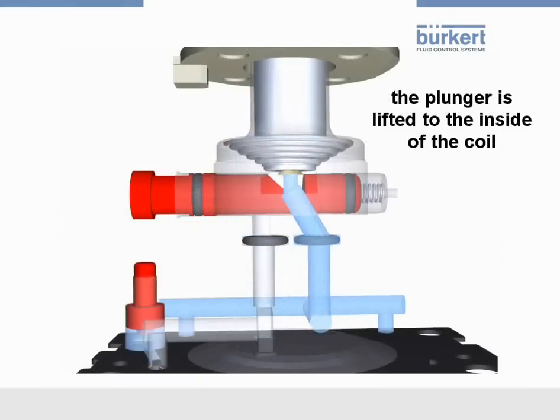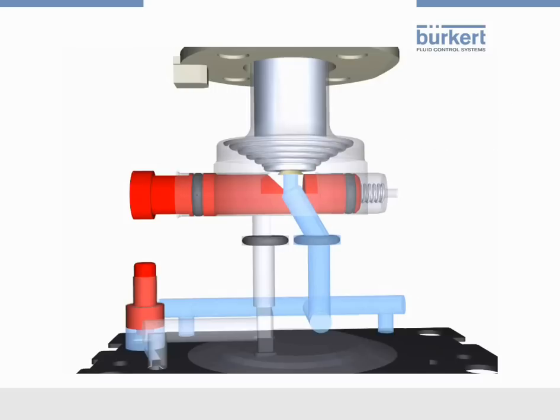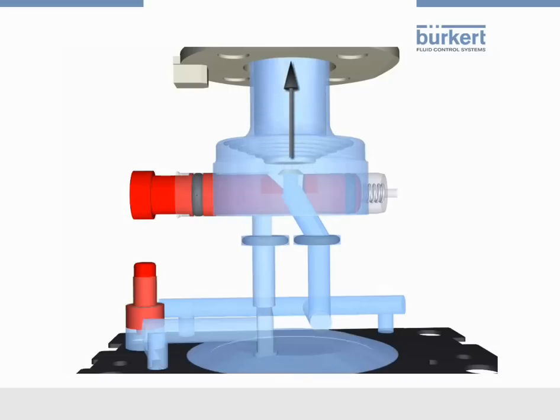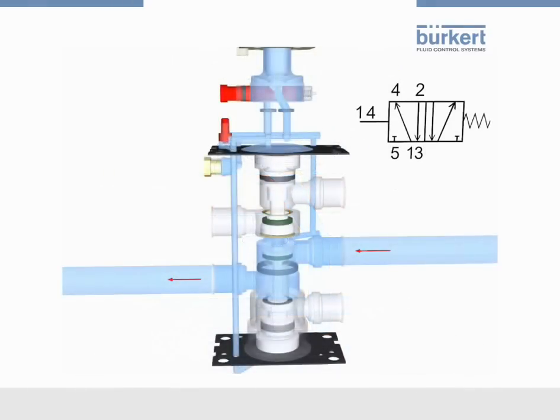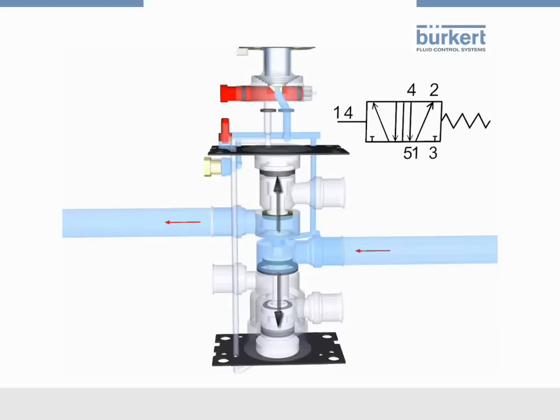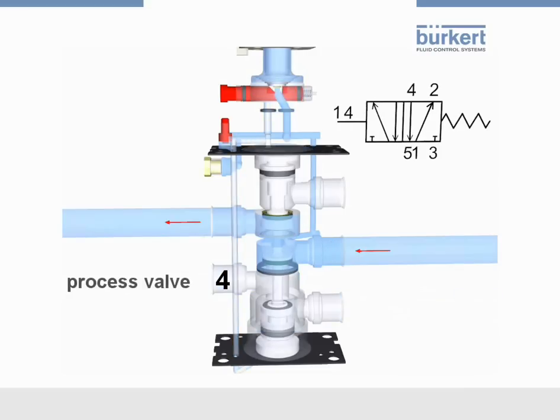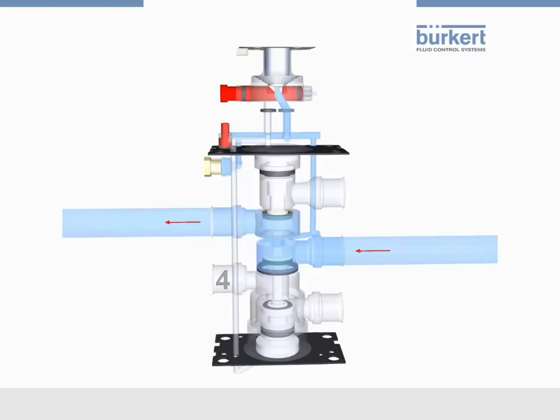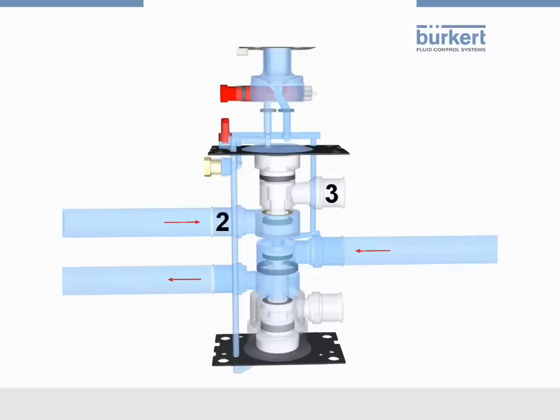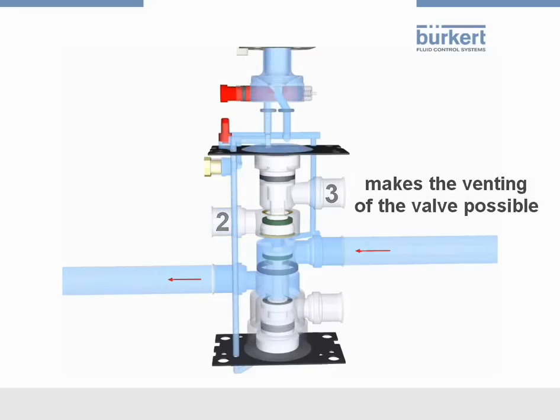When current is applied, the plunger of the servo-assisted valve is lifted to the inside of the coil by means of solenoid power. Now the spring is compressed, and compressed air can enter the main valve. The movement of the white piston, as shown in the animation, is performed by compressed air. By the movement of the piston, ports 1 and 4 are connected. Port 4 is in practice connected to an actuator, for example a process valve. Port 2 and 3 are also connected, which makes the venting of the valve possible.